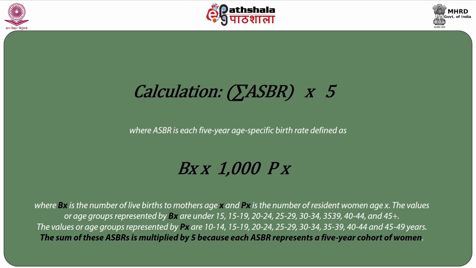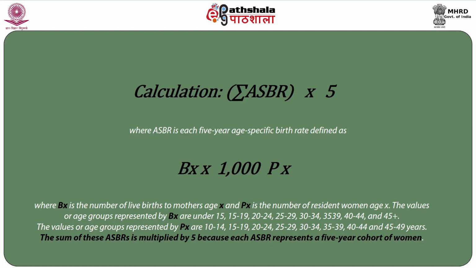where ASBR is each 5-year age-specific birth rate, which is usually defined as BX multiplied by 1000 over PX, where BX is the number of live births to mothers age X and PX is the number of resident women age X. The values of age groups represented by BX are under 15 to 19 years, 20 to 24 years, 25 to 29 years, 30 to 34, 35 to 39 years, 40 to 44 and 45 plus years.